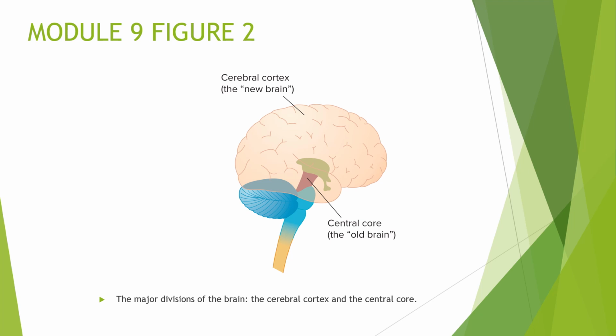So the central core we share along with other primitive animals, a lot of our vertebrates. We as humans, though, stand out from some of those vertebrates because we have this new brain, or this cerebral cortex.